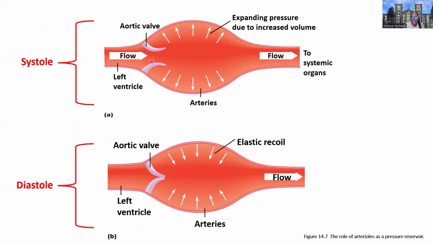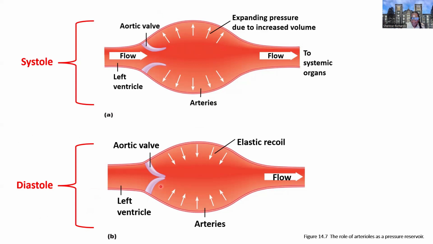However, because of the elastic nature of the artery, while blood is flowing, it's going to expand the elastic artery, and then we're going to be able to capture some of that pressure in the walls of the artery. Okay, so this is why we refer to the artery as a pressure reservoir. We can capture that pressure as we expand the artery, kind of like an elastic band, right? Or a rubber band. In diastole, now the aortic valve is closed.